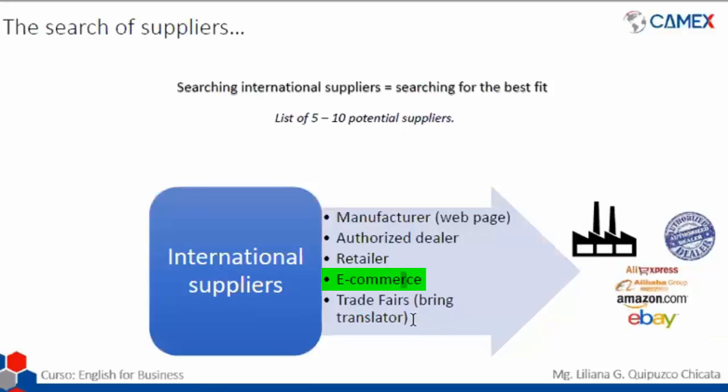And finally, an international supplier could be a trade fair. In this case, it would mean that you will travel abroad to a fair, or maybe you will go to a fair here in Peru. Why does it say bring a translator? If you're going to do international business with people from other countries, maybe if you're going to talk to a Chinese supplier, they won't speak Spanish. So you will have to bring a translator if you're not able to speak in English. Or maybe if they don't know English, they just know Chinese, you will have to bring a translator so he can help you with Chinese translations. So you have to be careful.